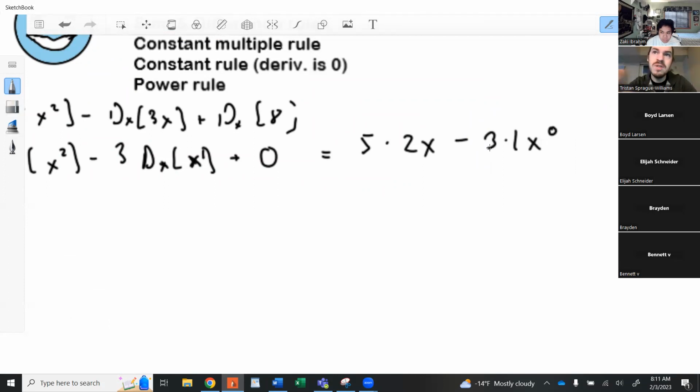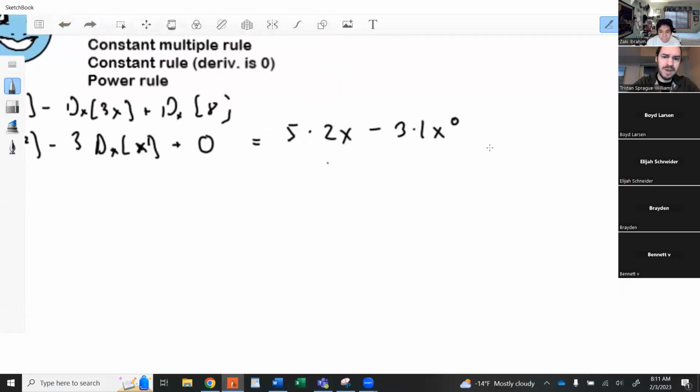You don't actually have to do this. I think I just taught you that the derivative of x is 1, full stop. You can just memorize that fact. But technically, the power rule does also apply because x to the power 0 is indeed 1. So what we have here as a final answer is 10x minus 3.